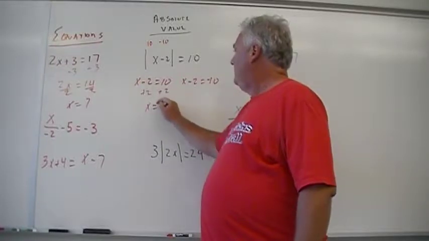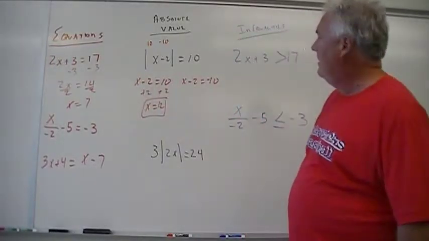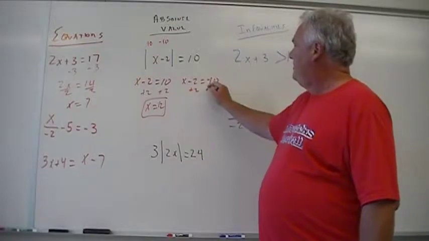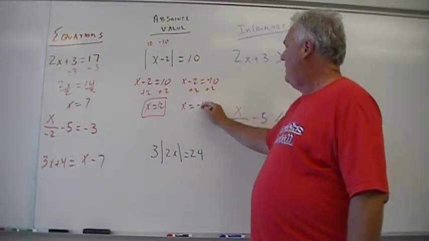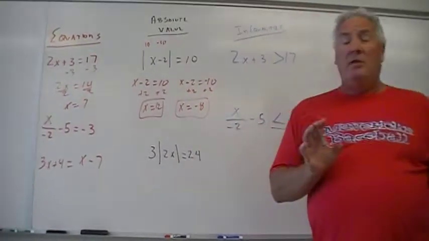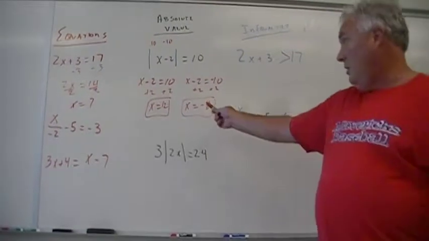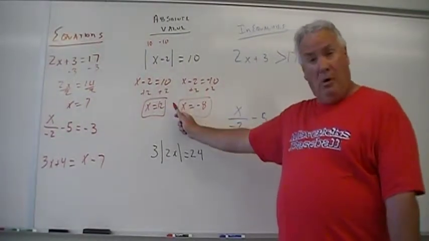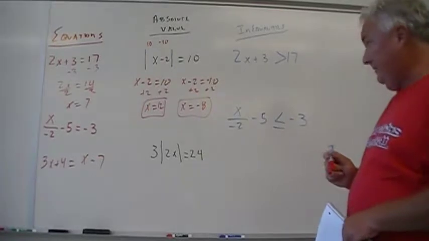Got to do those and then solve both. So x is equal to 12. Add 2 to both sides. X is equal to -8. Okay, and those are your two answers. X equals 12 or x equals -8.